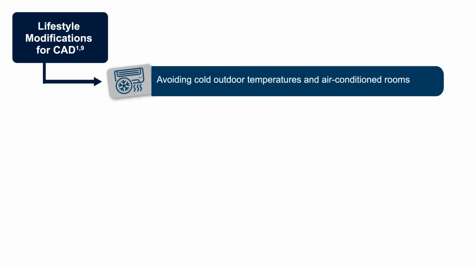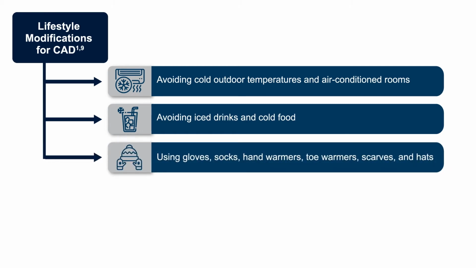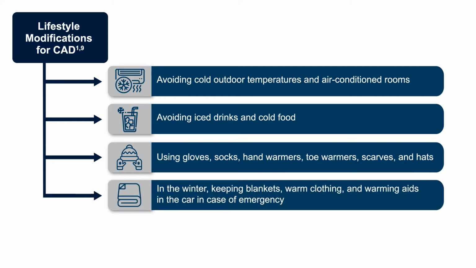What have we been telling our patients to do if they have cold agglutinin disease? Well, we've been advising them to avoid cold temperatures and air-conditioned rooms. We've been advising to avoid iced drinks and cold food, wear gloves, wear socks, wear hand warmers, wear scarves. We've been saying in the winter, keep extra blankets, keep warming aids in your car in case of emergency. The question is, are these enough? Are these really resulting in improvements in patients' symptoms?